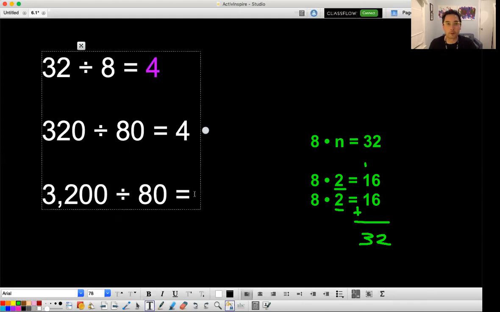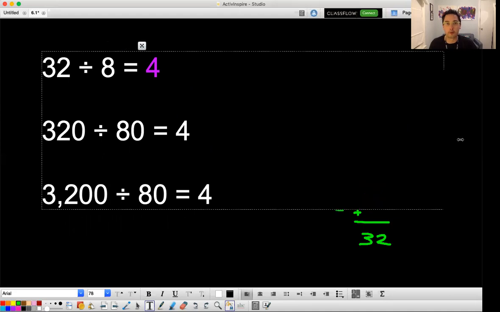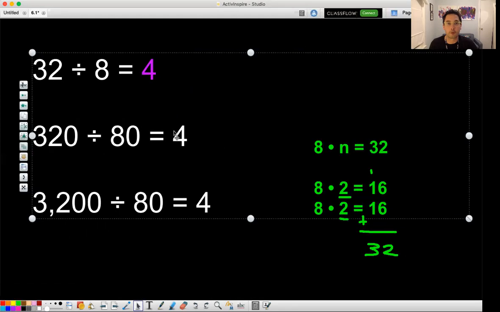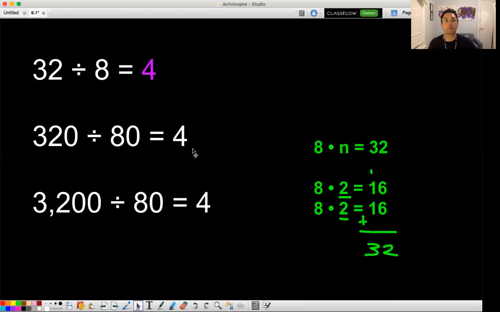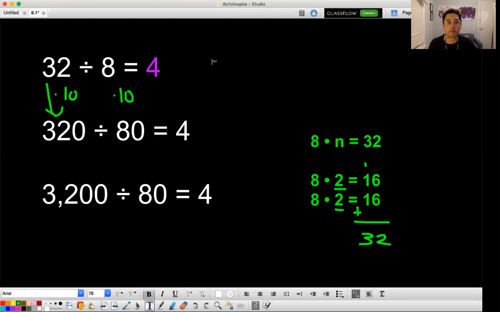So spoiler alert, these are going to start with a 4. But now we have to think about, okay, here we have times 10. Here we also have times 10. So we actually don't have to do anything with that. Here's what I mean by that.